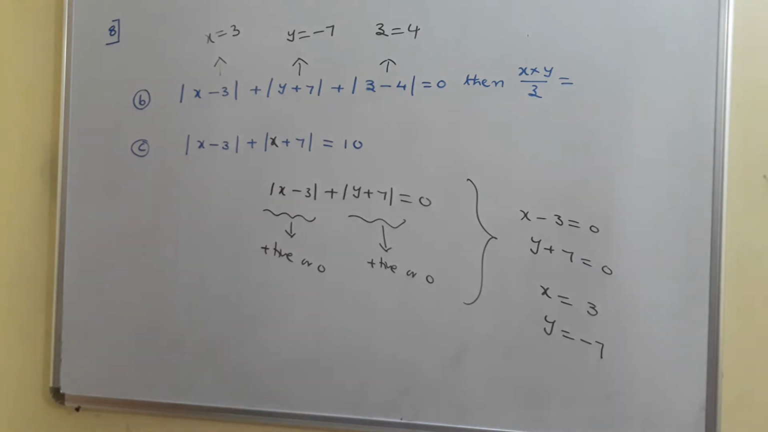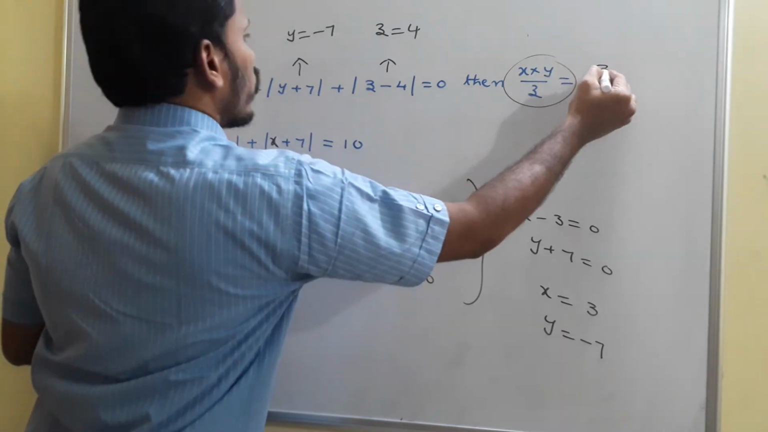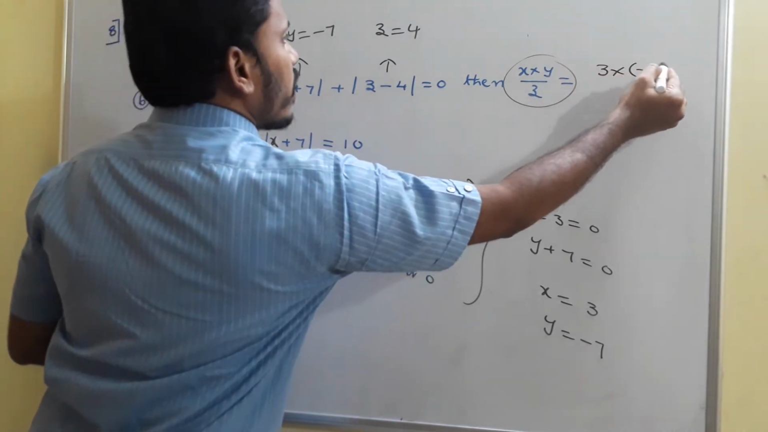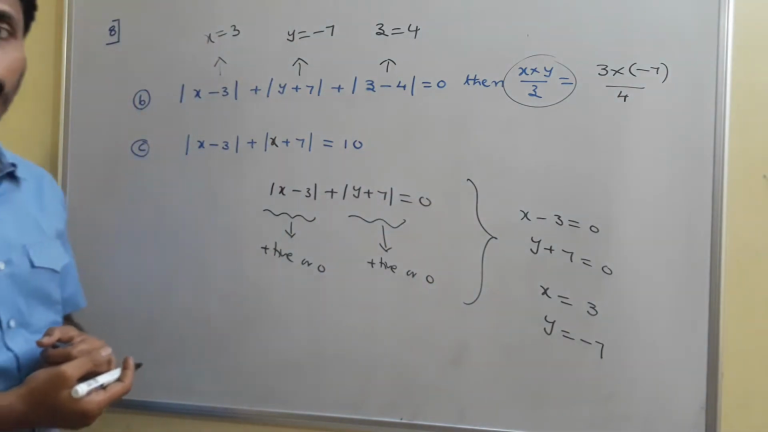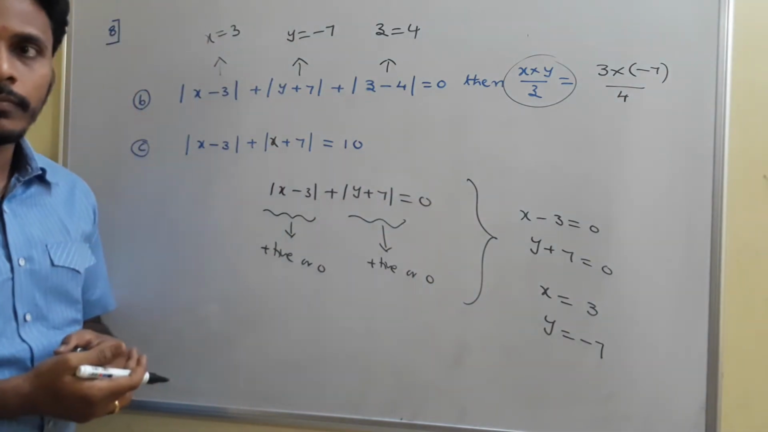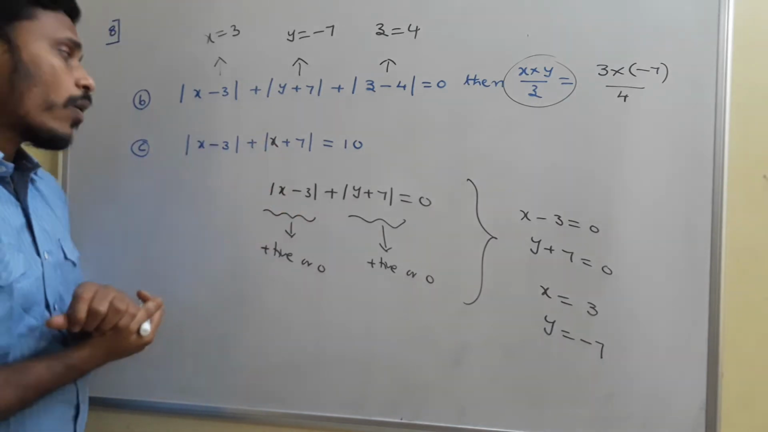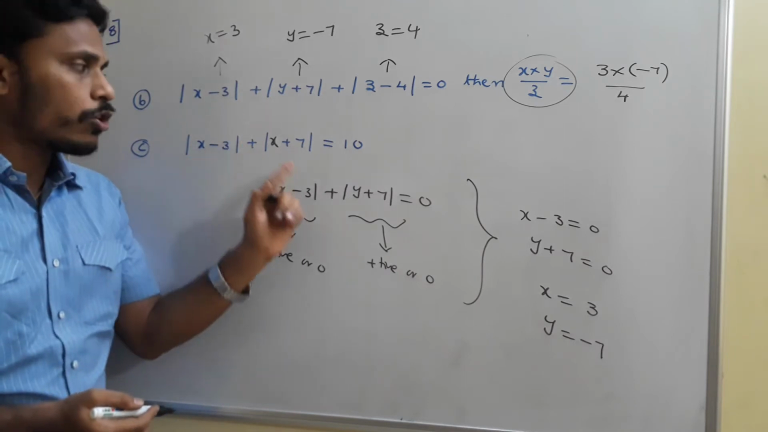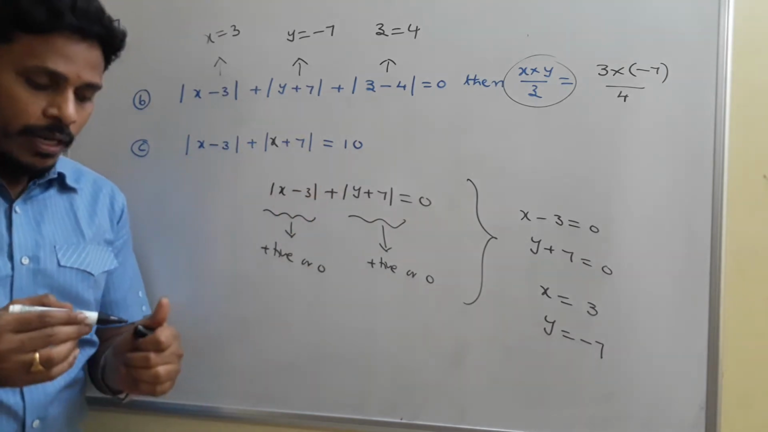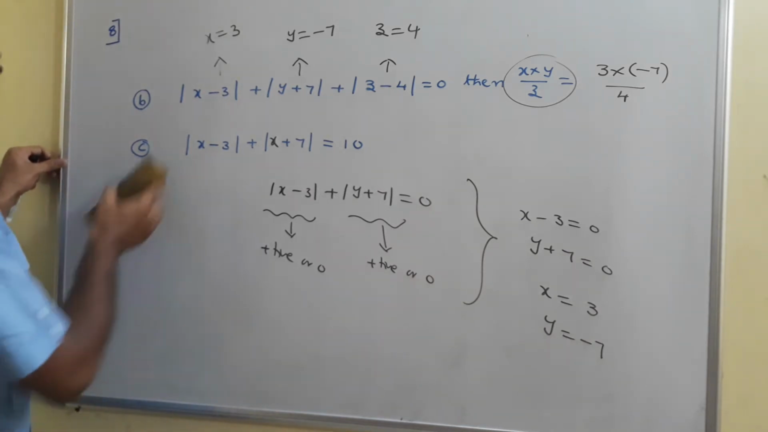If you replace these x, y, z values in the required expression, x into y by z, x is 3, y is minus 7 and z is 4, and your answer is minus 21 by 4. At the end that's the answer. So these are the simple problems because the right hand side is 0. But coming to the third bit C, modulus of x minus 3 plus modulus of x plus 7 is equals to 10, that's something we need to solve. Just think about it.